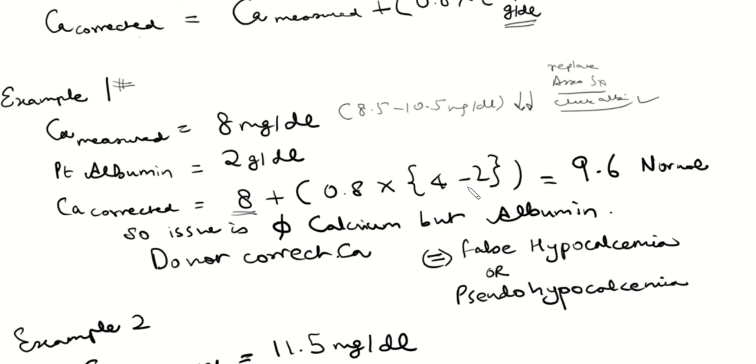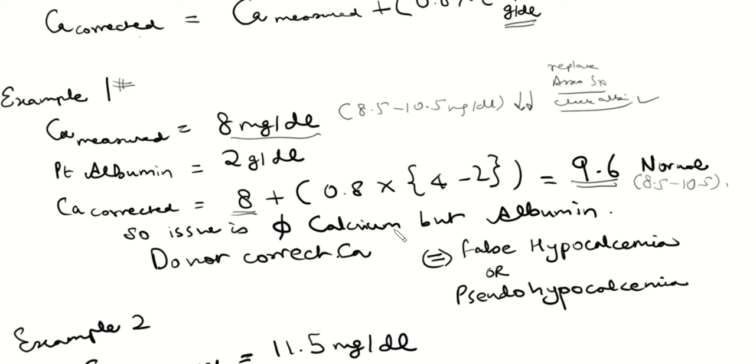What's 4 minus 2? 2. 2 times 0.8 is, you can use the calculator, 1.6. So 8 plus 1.6 is 9.6. Is that normal? Absolutely. It's between 8.5 and 10.5. So in other words, you measured a low calcium, but when you corrected it, it was perfectly normal. So this is not a calcium issue.